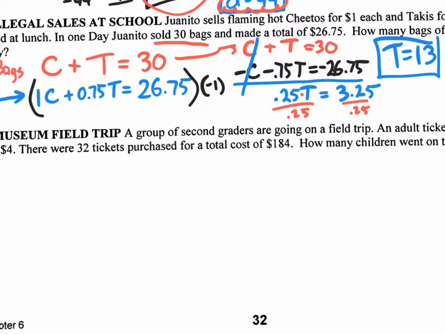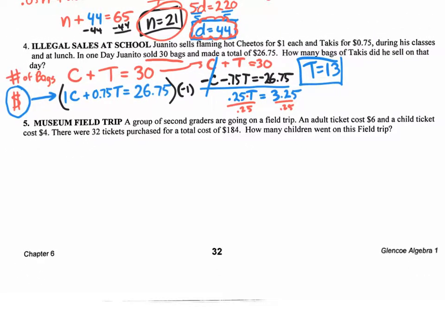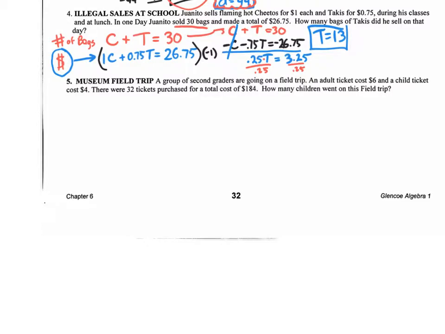So we know that there's 13 bags of Takis sold on that day. Are they asking for Takis? Yep. That's it. We're done. Now, if they ask for Cheetos, you'd have to take the Takis value of 13, plug it back in right here, and then solve for C. But we don't have to do that. We already answered the question. All right, last problem here.